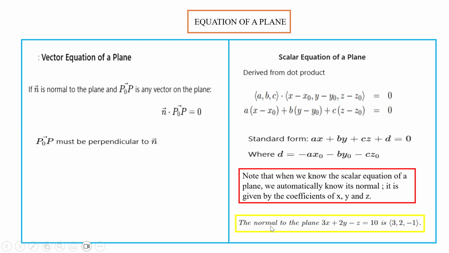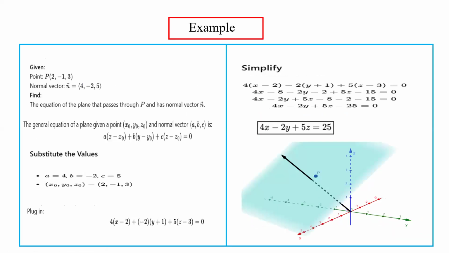For the normal to the plane 3x + 2y - z = 10, the coefficients are 3 for x, 2 for y, and for z it's a negative z, so we have -1. I will now hand you over to my next colleague who will take you through an example on these equations of the plane.